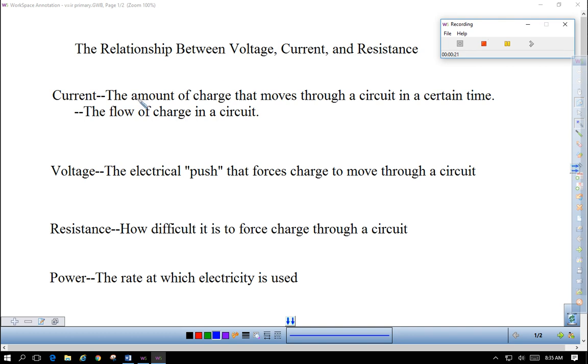The current is actually the amount of charge that moves through a circuit in a given time. It's the flow of charge in a circuit. If we were thinking about a pipe with water in it, this would be the water that's actually moving through the pipe. So the water that moves through a pipe is similar to the current that flows through a wire in a circuit.